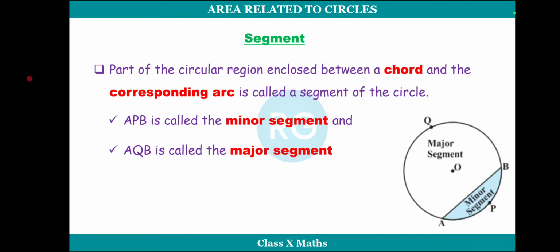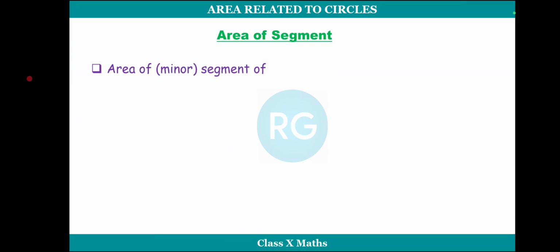Again, as we went with the sector, here too in the segment it is the same thing. The minor one we will call the minor segment and the major one we will call the major segment. So the area between the chord and the corresponding arc is called the segment. Now let us get the area of the segment as well. So again, area of minor segment, or you can just say segment.